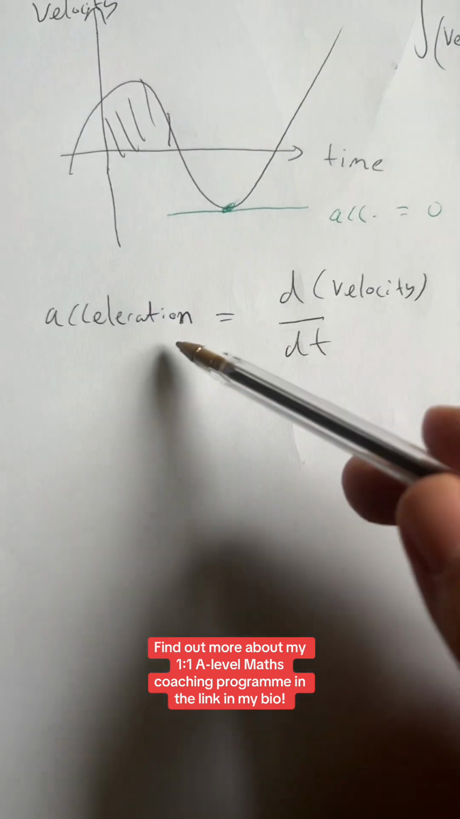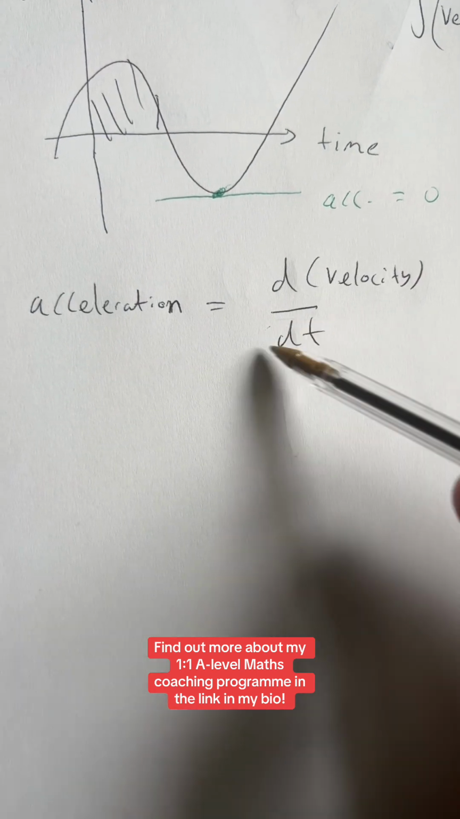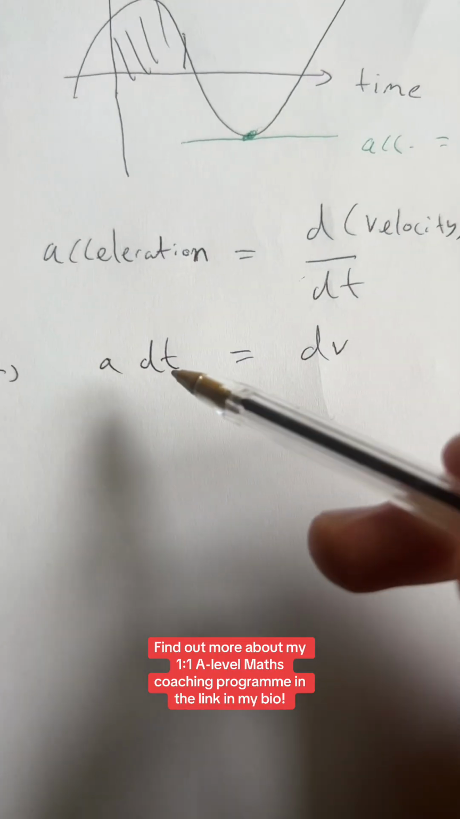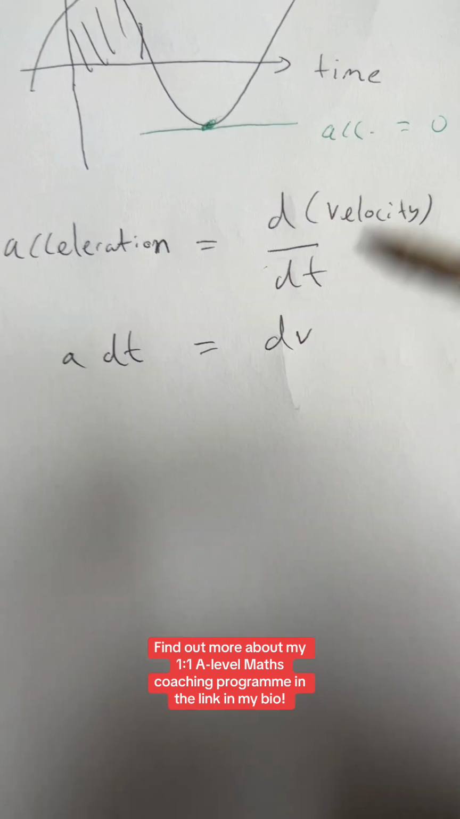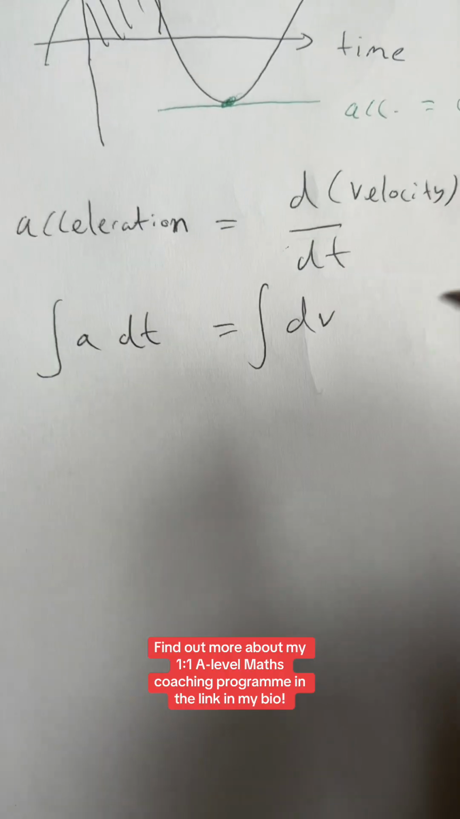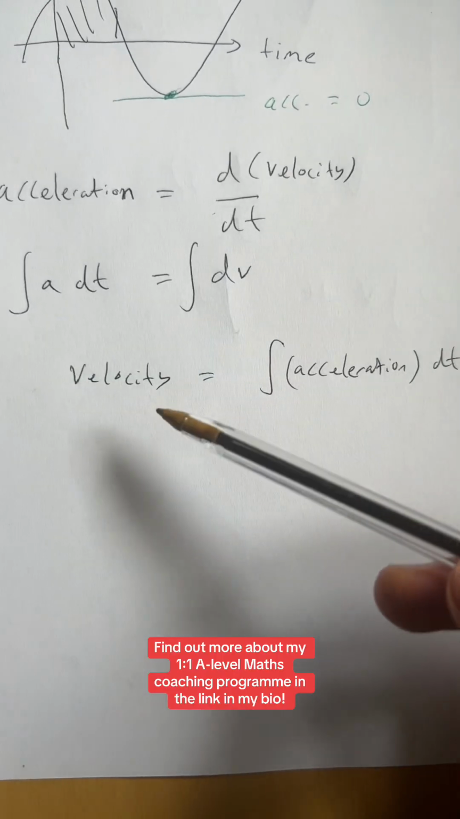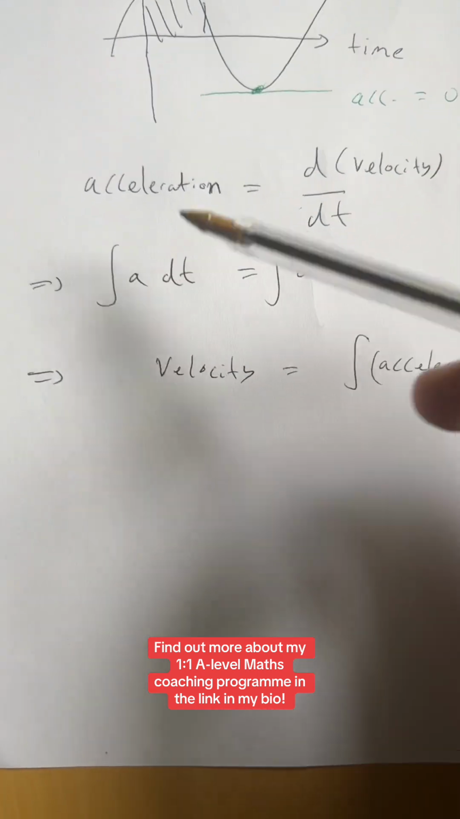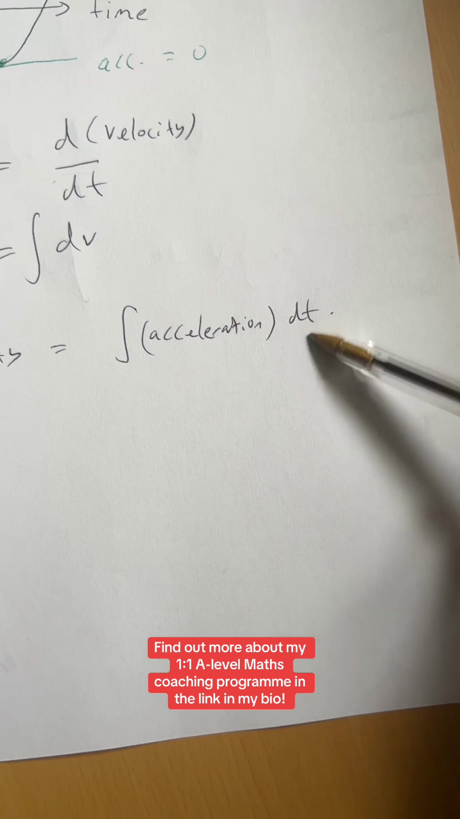And again, with this equation here, we can times both sides by dt, which again means a small change in time. So we have a dt is equal to dv. And now again, we can add up all of these small changes in velocity to create the total velocity. So in other words, integrate. And so what we get is velocity, this thing there, is equal to this thing: the integral of acceleration with respect to time.